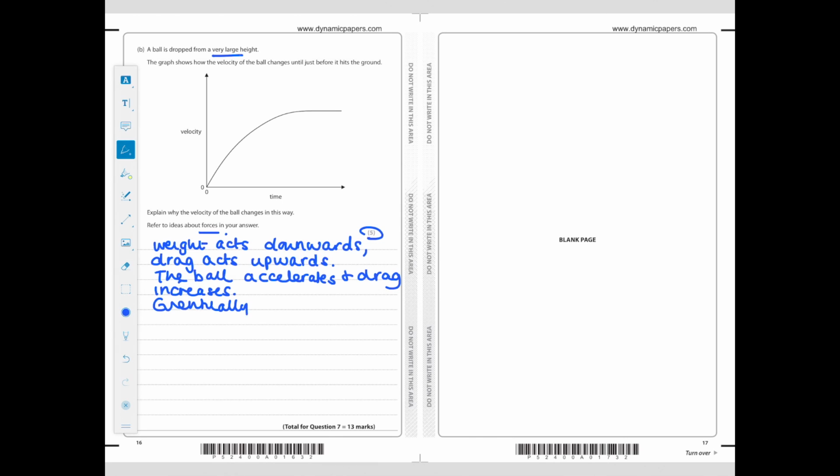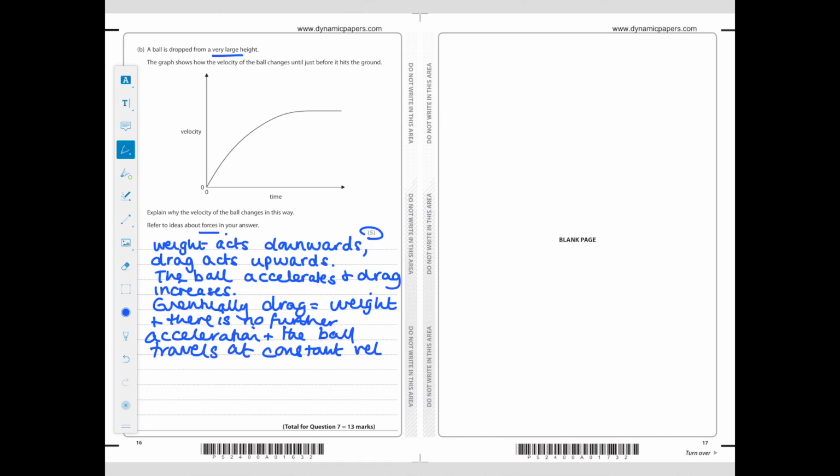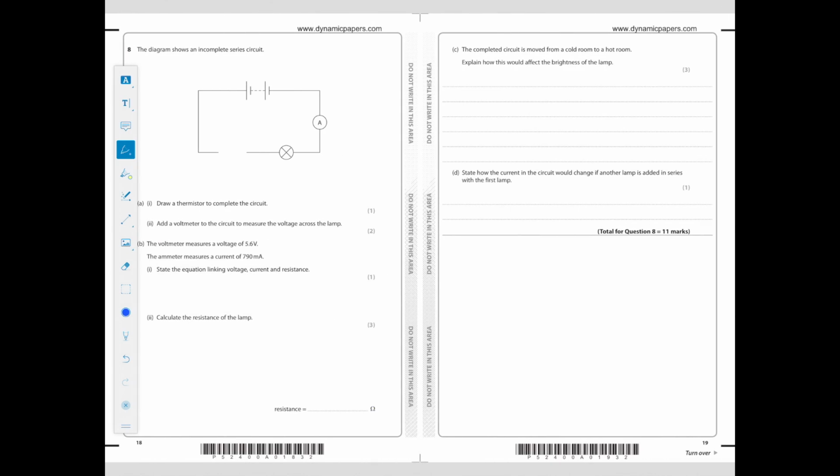Eventually, drag equals weight, and there is no further acceleration, and the ball travels at constant velocity or constant speed. And you can see that here where the graph levels out. That's where terminal velocity has been reached. And that is done.